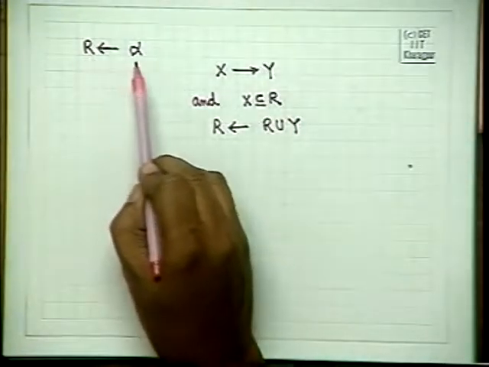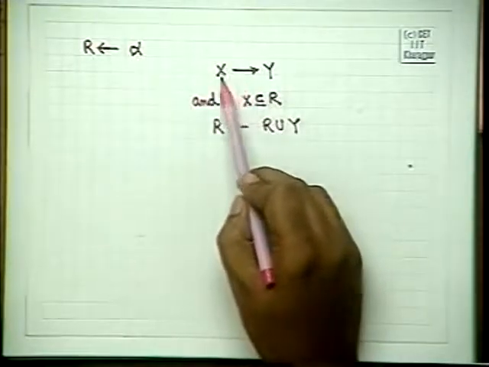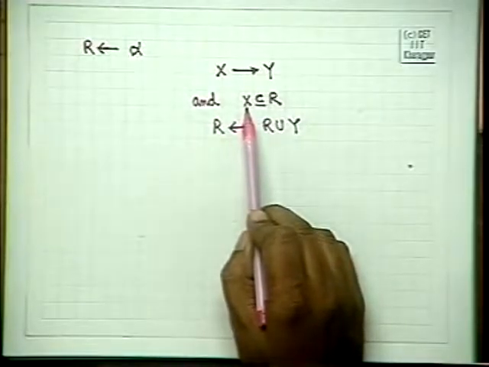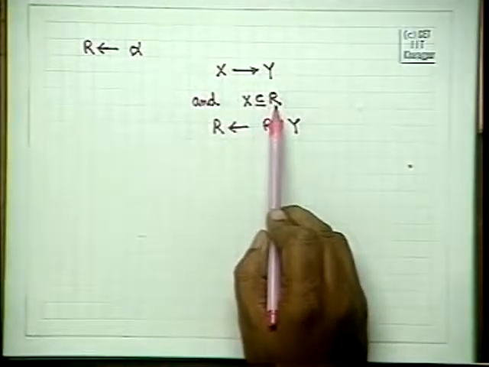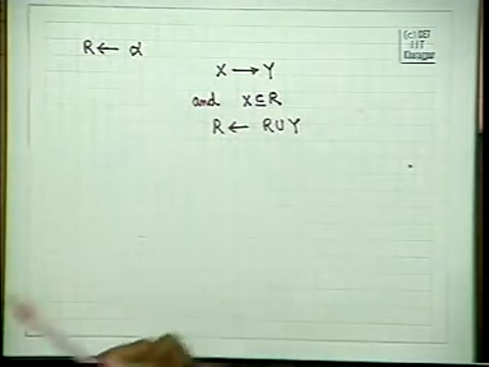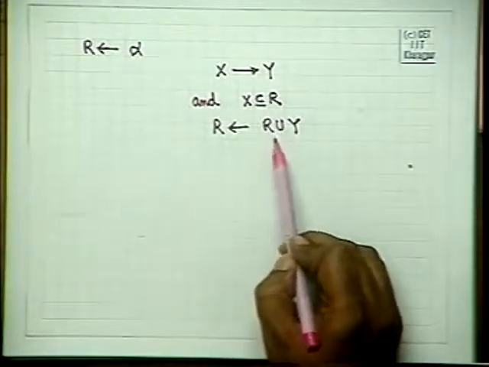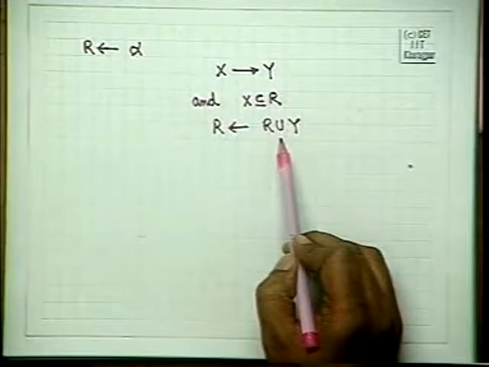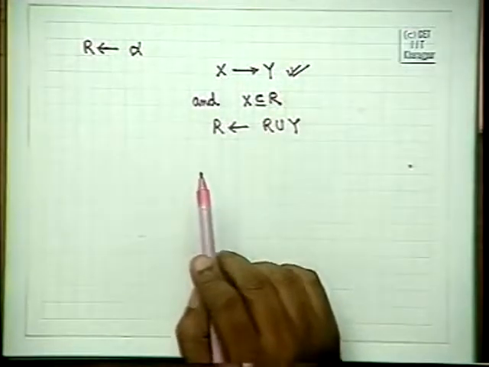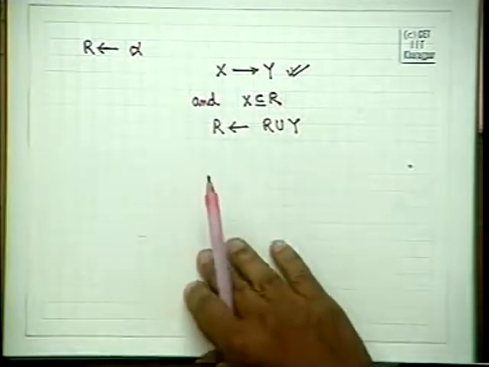You initialize R to alpha and you pick up a functional dependency. If that functional dependency has X which is a subset of R, then obviously you can say that in the closure of that set of attributes, Y must also be there. So you put Y there, and you go on doing this till for no functional dependency you can make any more additions to this set. And the simple algorithm is this.